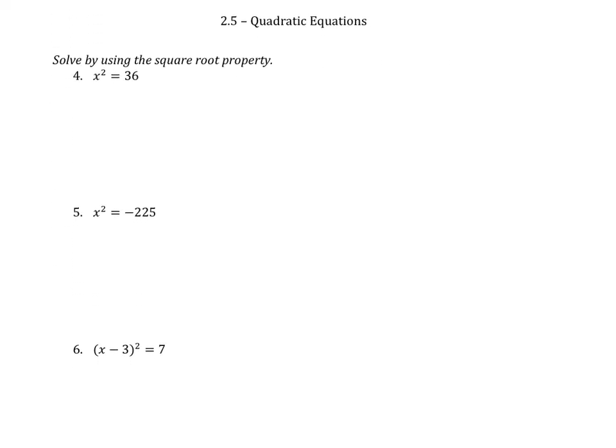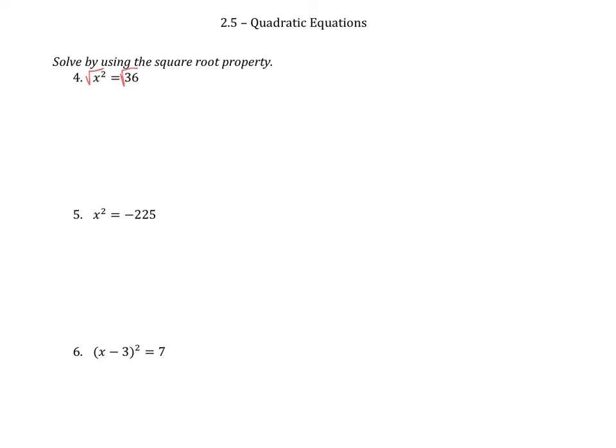All right, so the next method we're going to talk about is the square root property. If you're going to solve by the square root property, what you want to do is make sure everything on one side of the equation is squared or raised to the second power. And then to undo that, you just take the square root of both sides. So in number 4, we have x squared on the left. So to undo that square, I'm going to take the square root of both sides.